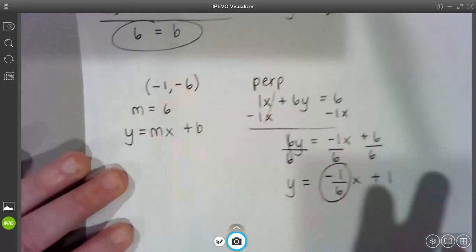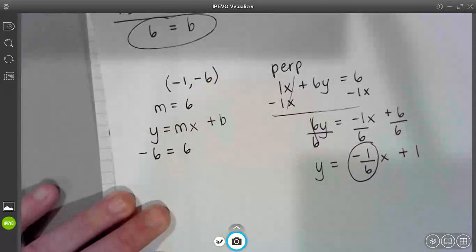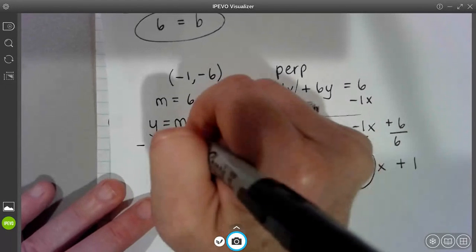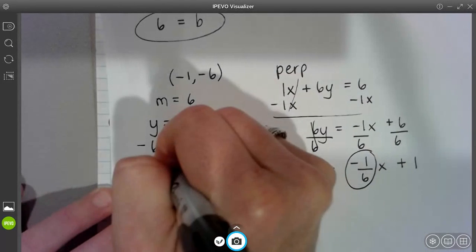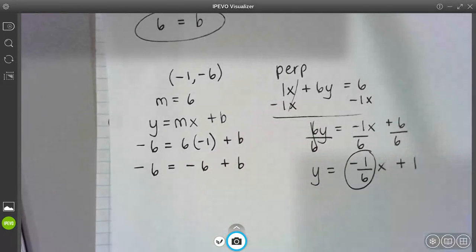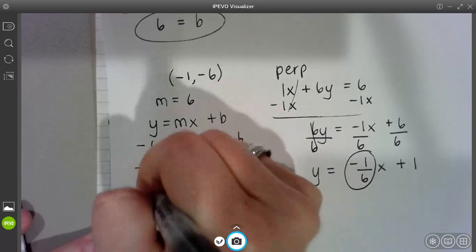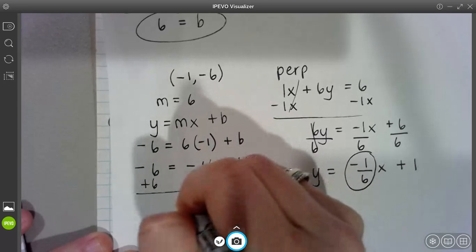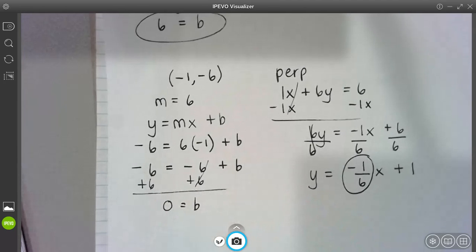All right, we got -6 going in for y. We got +6 going in for m. We got -1 going in for x, and then plus b. Everybody okay? All right. All we have to do now to get b by itself is add 6 to the other side. And then b equals -6 plus 6 is 0. So you get a y-intercept of 0.